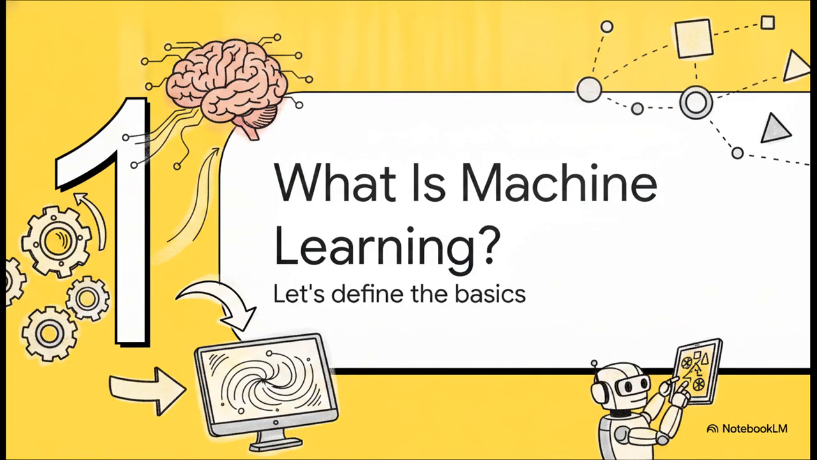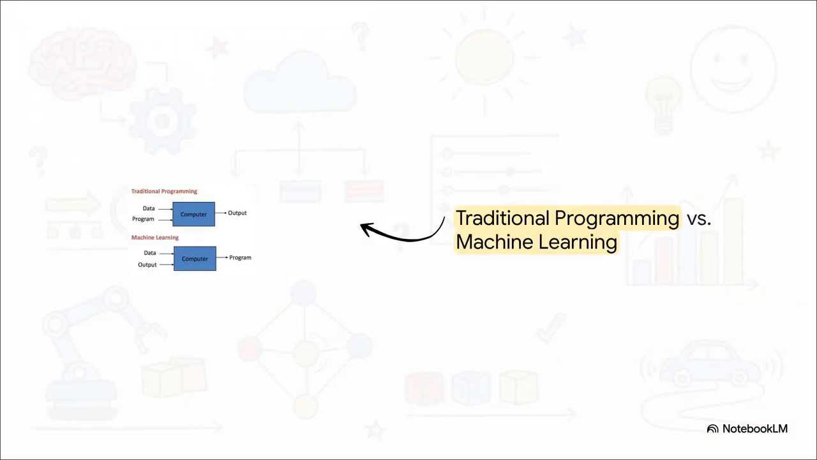Section 1. What is machine learning? To really grasp machine learning, we kind of have to look at this massive paradigm shift in how computers actually operate. Notice how this brilliantly illustrates the difference. Historically, humans wrote a program, fed it into a computer along with some data, and the computer just gave us an output. Simple, right? But now we completely flip the script.